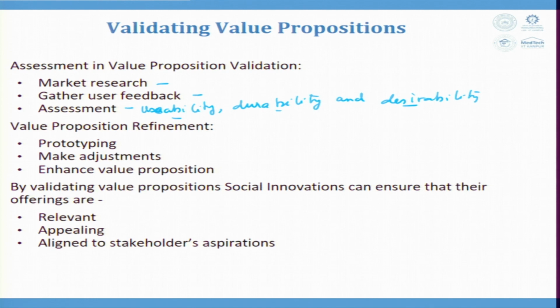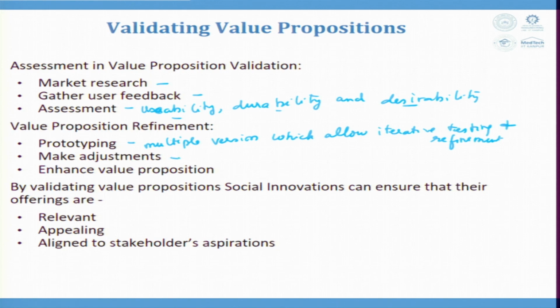The value proposition refinement can be done by creating multiple versions of prototypes, which allows iterative testing and refinement. So, prototyping does this role. The value proposition refinement can always happen by making prototypes and making adjustments based on customer feedback, and it enhances the value proposition based on user requirements.